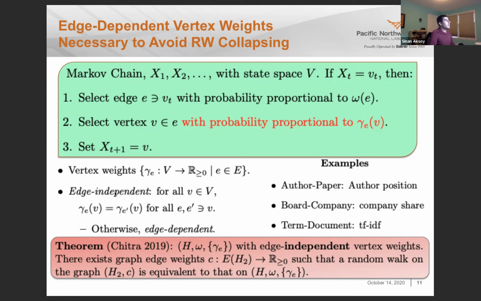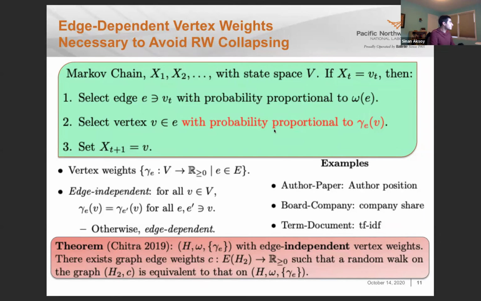So these types of weights really come up naturally in a lot of settings. Certainly in the case of author-paper networks, you could use something like author position as edge-dependent vertex weights. If you had a company board network, you might use company share, or a really obvious and popular one is if you have term-document data, you might use term frequency inverse document frequency as your edge-dependent vertex weights. So why is this somewhat simple framing useful or helpful? Well, that's because of a theorem by Chitra. Chitra essentially showed that if you have edge-independent vertex weights and you have a random walk that occurs according to this outline, then that random walk will always collapse to a random walk on some weighting of that clique expansion graph. So this means that having edge-dependent weights is a necessary but not sufficient condition so that your random walk doesn't collapse to one on this weighted clique expansion.